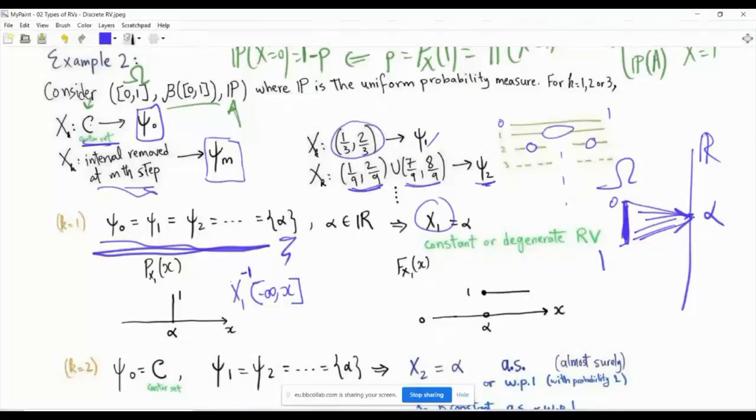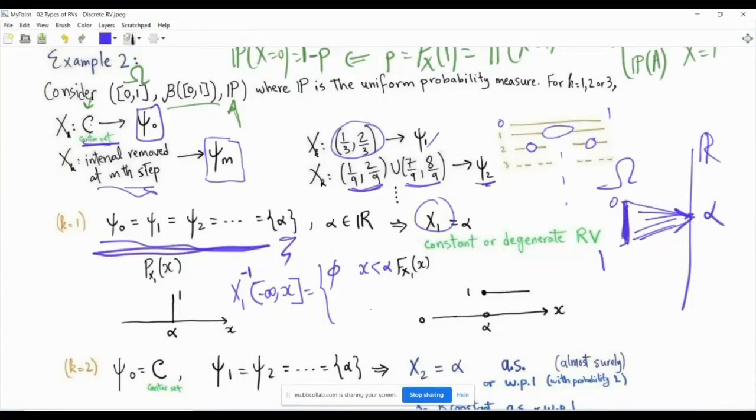When I write the function with -1 here, I don't mean the inverse function as you do in calculus. Here by this -1, I mean the pre-image. So this is the notation I'm using. It's not the inverse function, it is basically the pre-image. So what is the pre-image of this thing if x is less than alpha? What are the elements in big omega that are mapped to the part of the real line that is strictly less than alpha? Nothing, right? Because you map everything to alpha. So basically, the pre-image is the empty set, and the empty set is part of any sigma algebra.